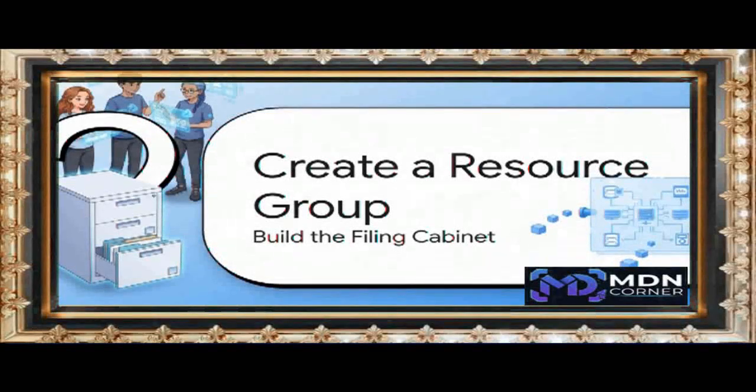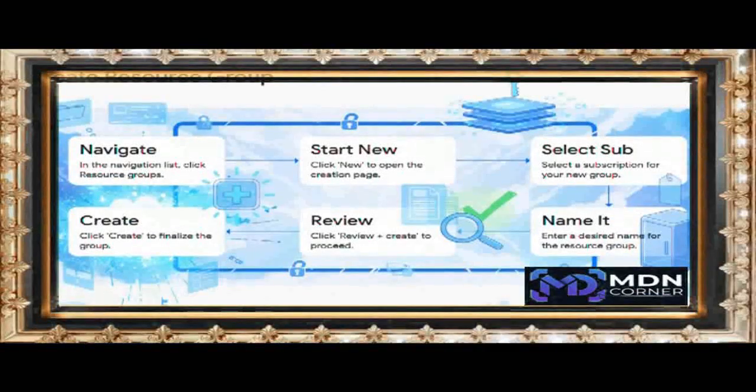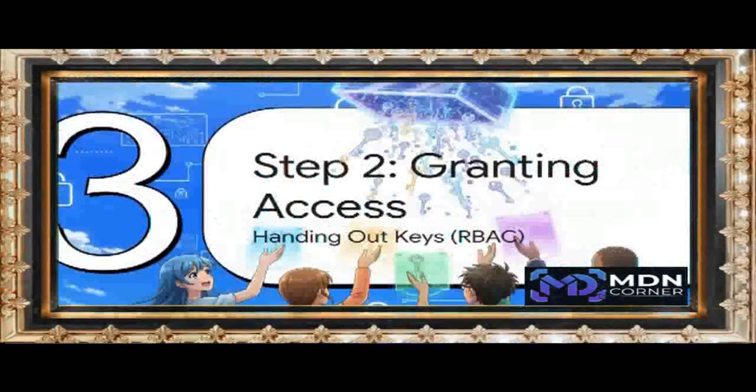The very first thing we have to do is actually build one of these filing cabinets. We need to create our resource group to hold all our project stuff. And creating one is actually super straightforward. You pretty much just point it to the right subscription, tell it which floor of the building to go on, give your new filing cabinet a unique name, and boom, you create it. Seriously, in just a few clicks, you've made a dedicated, secure little box for everything your project needs. Okay, so we've built our container. Now it's time to start handing out the keys.